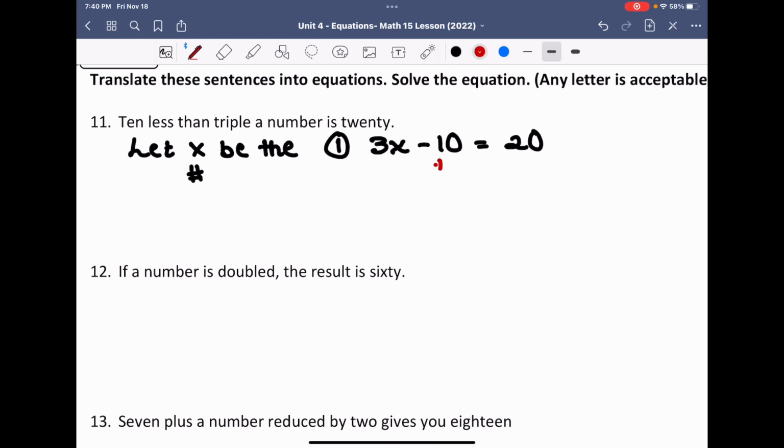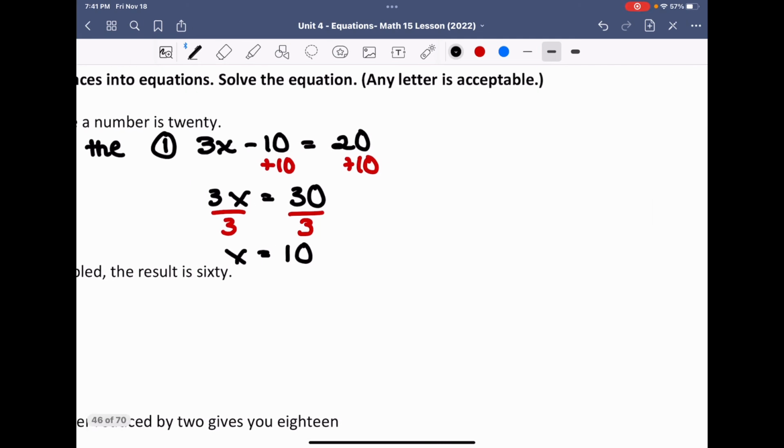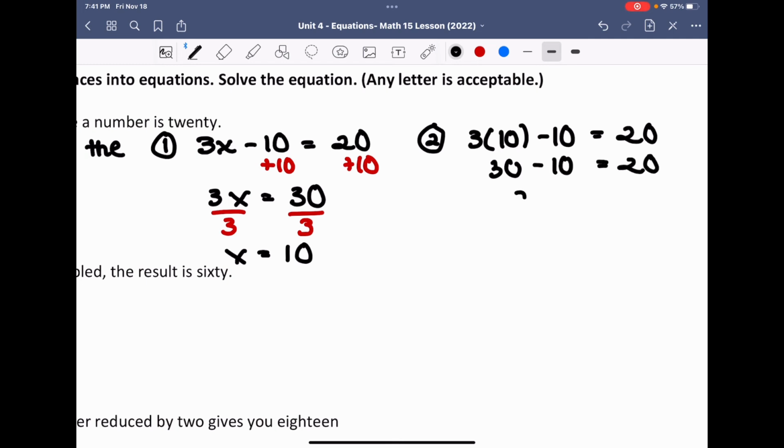If I isolate for x here, I add 10, I will get 3x is equal to 30. If I divide both sides by 3, I'll get x is equal to 10. Now, I could verify that this is true. When I plug this in, it's 3 times 10 minus 10 should be equal to 20, or 30 minus 10 should be equal to 20. Definitely 20 equals 20. And we've confirmed the left-hand side equals the right-hand side.